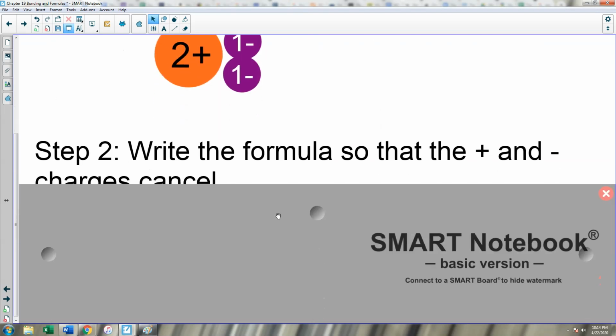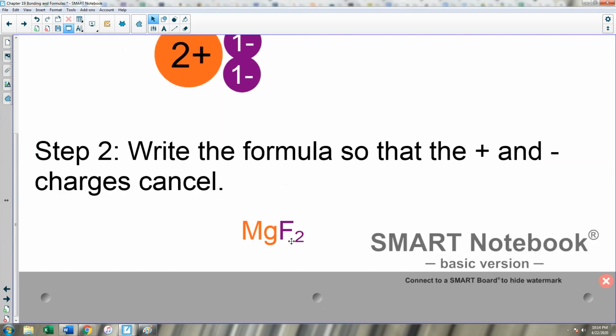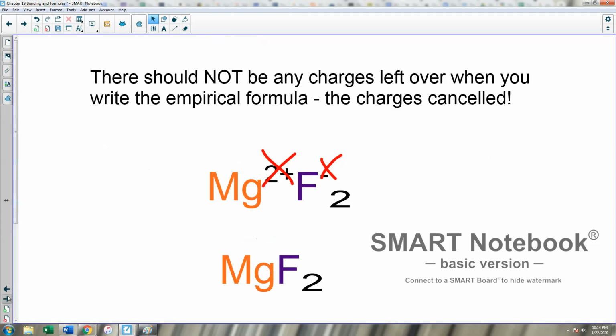So the formula should be MgF2. I need 2 of those negative things because the charge is smaller. I need twice as many of them. Remember, this number down here isn't the charge, it's how many of them you need. Okay?